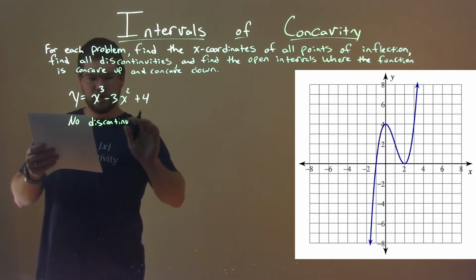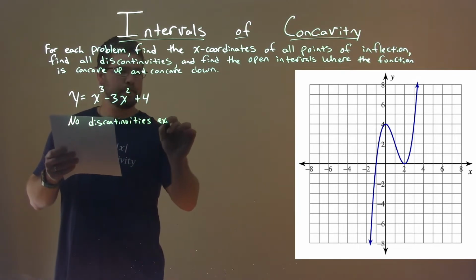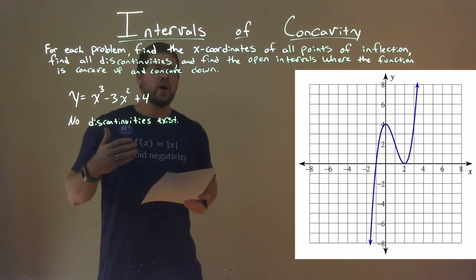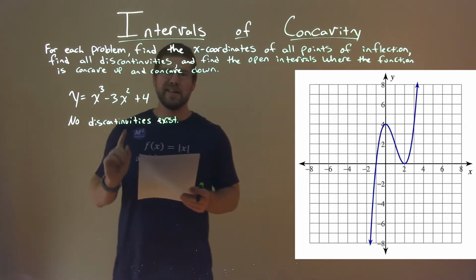If I can spell discontinuous, I spell right, exist. Got that off the bat. Alright, so to find our point of inflection there, we need to take the second derivative.